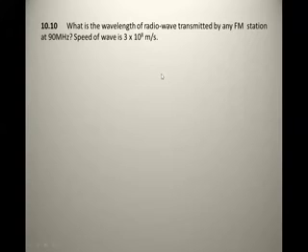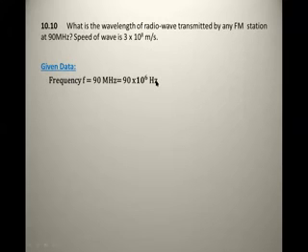Micro is 10 raised to the power minus 6. Mega is 10 raised to the power positive 6. Okay, we have recalled the memory. Then we are moving further. We are writing data. Frequency is 90 megahertz, and I'm writing 90 into 10 raised to the power 6.